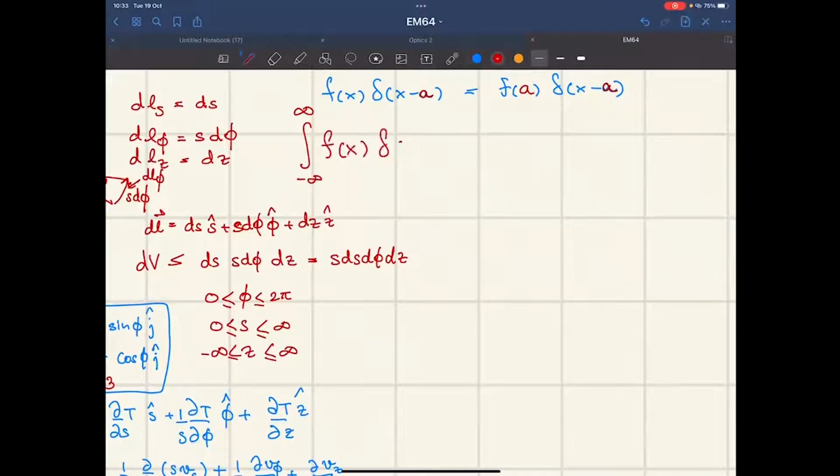Dirac delta function δ(x − a) equal to f(a) times the Dirac delta function. So the problem here is I forgot to put this.